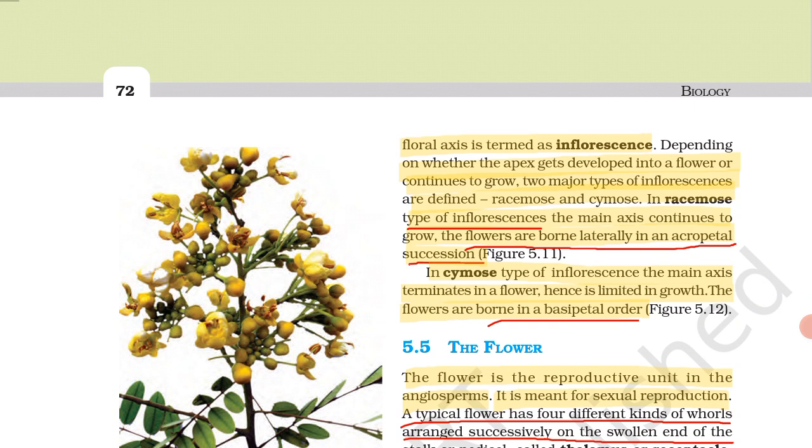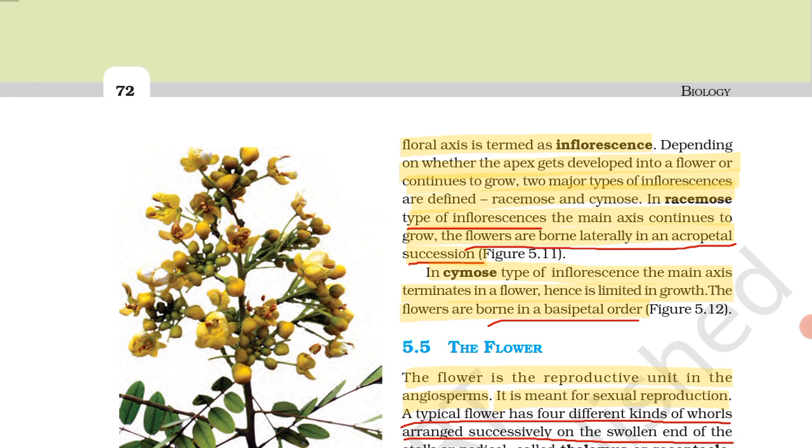Depending upon whether the apex develops into a flower or continues to grow, two major types of inflorescence are defined, that is cymose and racemose. In racemose type of inflorescence, the main axis continues to grow and the flowers are borne laterally in acropetal succession. The main axis continues to grow and flowers are borne on the main axis in acropetal succession. Acropetal succession means what? Flowers are borne on the axis from base to apex, and this is seen in racemose type of inflorescence.